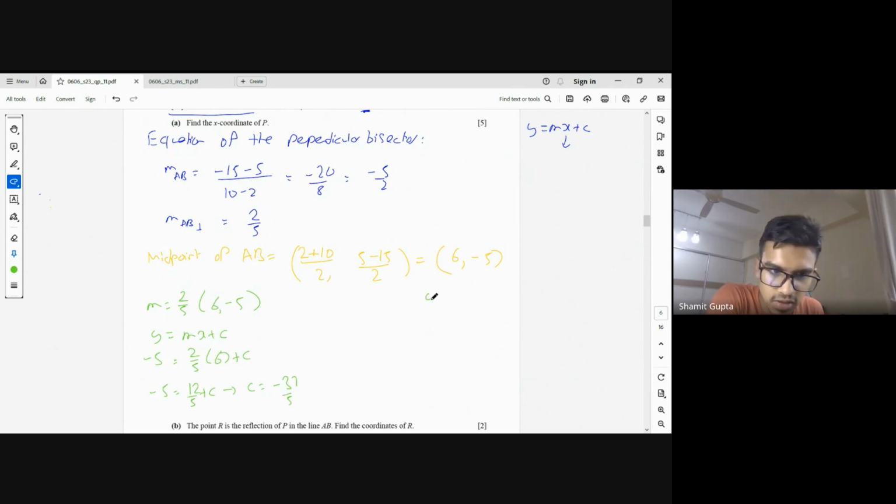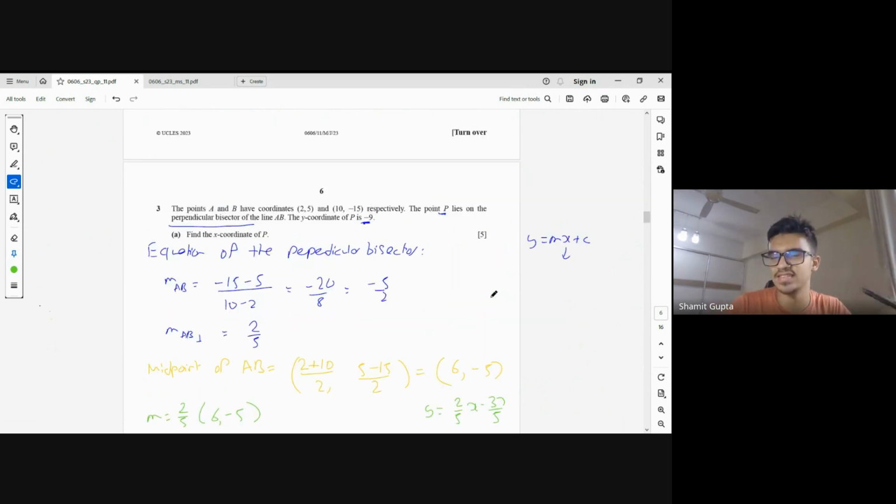So the equation for the perpendicular bisector is y is equal to 2 over 5 x minus 37 over 5. Now here's the thing, we are most probably correct, but whenever there's a fraction, there's a little bit of a doubt.